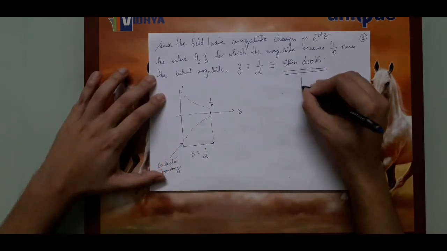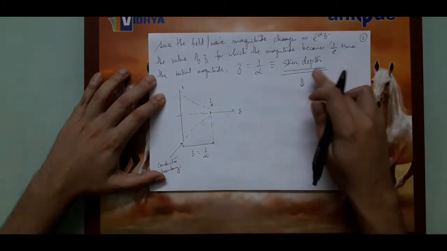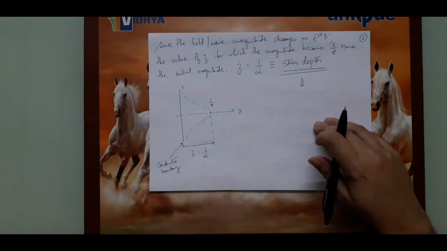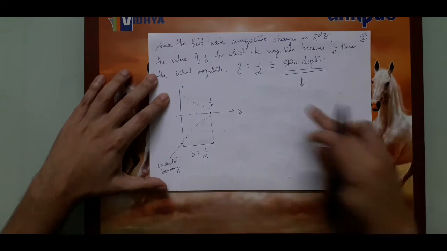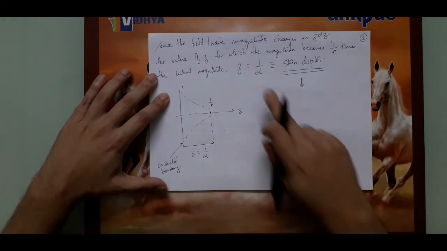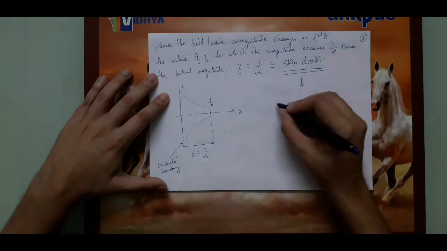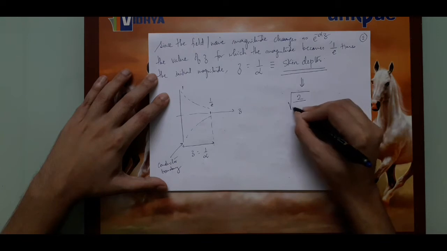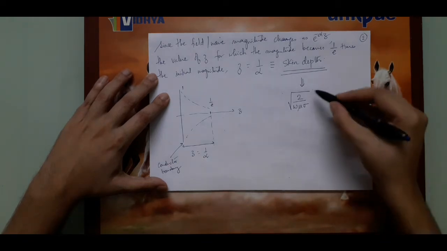So this skin depth, the depth to which the wave is able to penetrate into the conducting medium for all practical purposes, is nothing but 1 by alpha. Alpha we already derived, so this is nothing but the square root of 2 by omega mu sigma. So this is what it is.